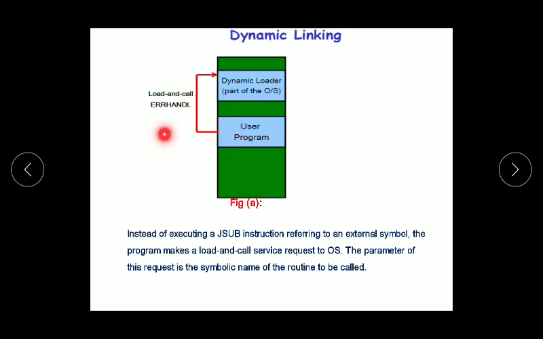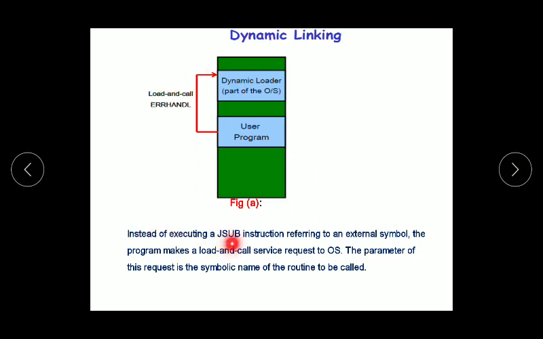Whenever a user program calls a function, here we call load and call. Load as well as call as the user defined function error handler. Okay, the user program is going to call a function error handler with the help of the load and call command. Then what happens here? Observe the arrow mark. The user program is going to call a function error handler and the control goes from the user program to the dynamic loader or the OS.